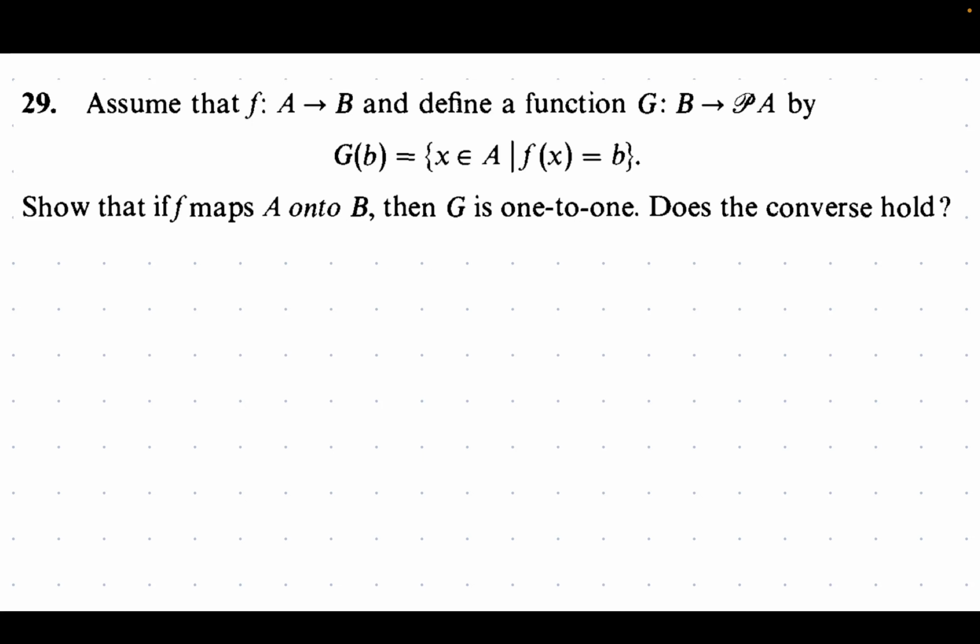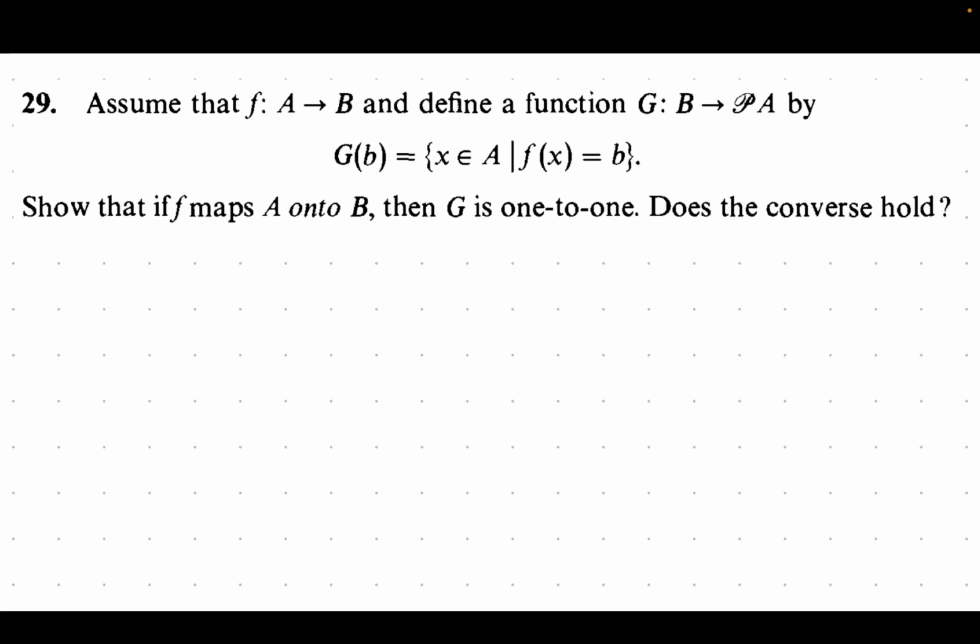Chapter 3, Exercise 29. Assume that f maps A into B, and define a function g that maps B into the power set of A by g of b being equal to the set of x in A such that f of x is equal to b. Show that if f maps A onto B, then g is 1 to 1. Does the converse hold? Okay, so this one took me quite a while to figure out. So yeah, let's get started.